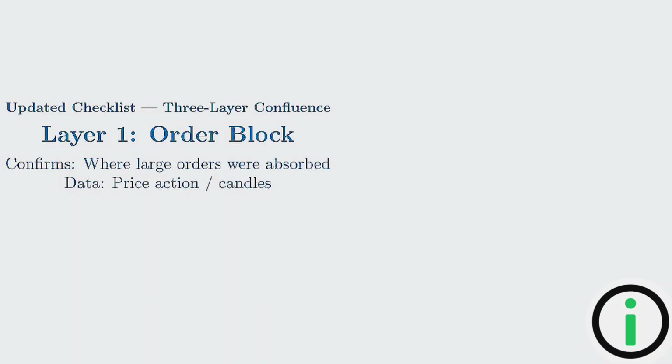Let's summarize our strategy into a 3-layer confluence checklist. This is how you transform from a reactive trader to a professional analyst. Layer 1 is the order block. It confirms where large orders were absorbed, sourced from price action and candles.